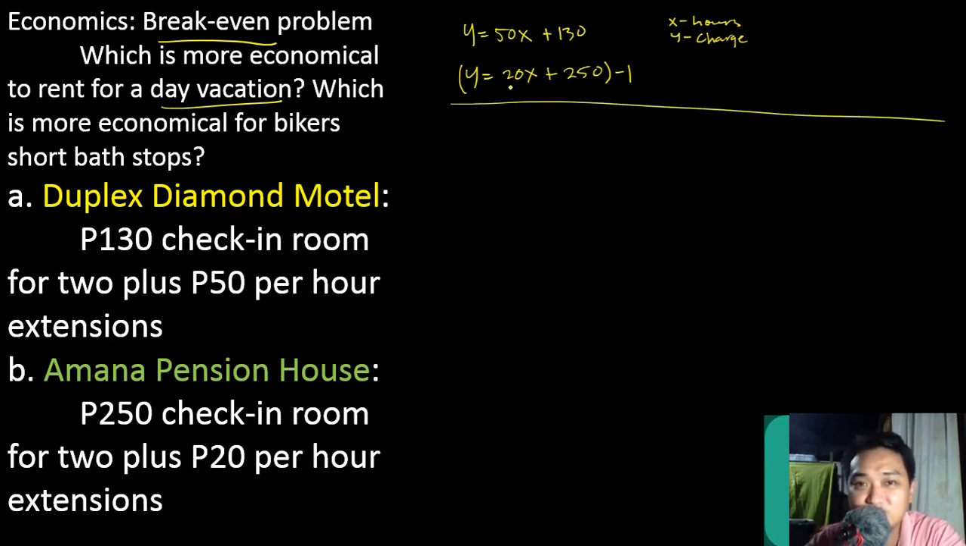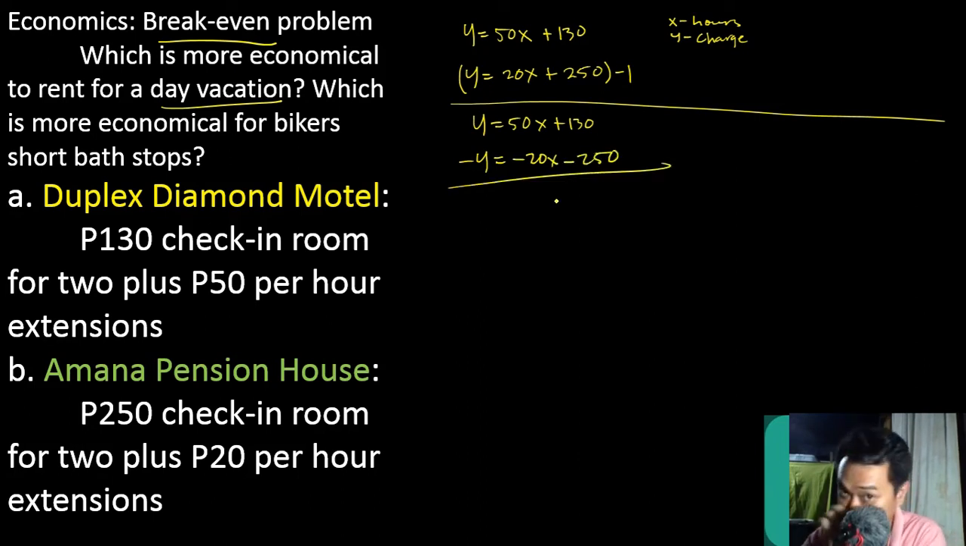So, let us copy first, y is equivalent to 50x plus 130, no change. Pero dito, i-multiply natin both sides by -1, that will become -y is equivalent to -20x minus 250. Let us try to solve this. So, y minus y, or y plus -y, magiging 0 na lang yan, ano? For the meantime, let us write there 0 kasi walang laman yung ating left side of the equation.